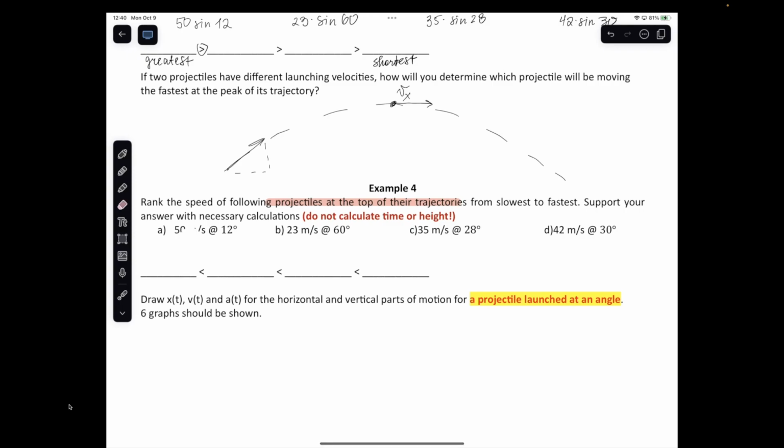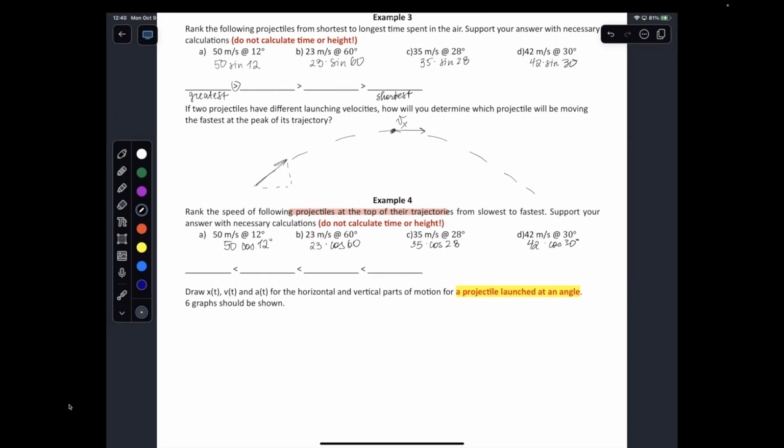What you're going to do, you're going to take 50 cosine of 12. Then you're going to take 23 cosine of 60, 35 cosine of 28, and then 42 cosine of 30. What you're going to be looking at is the horizontal component of your velocity, and then you're just going to rank them from the smallest to the greatest.